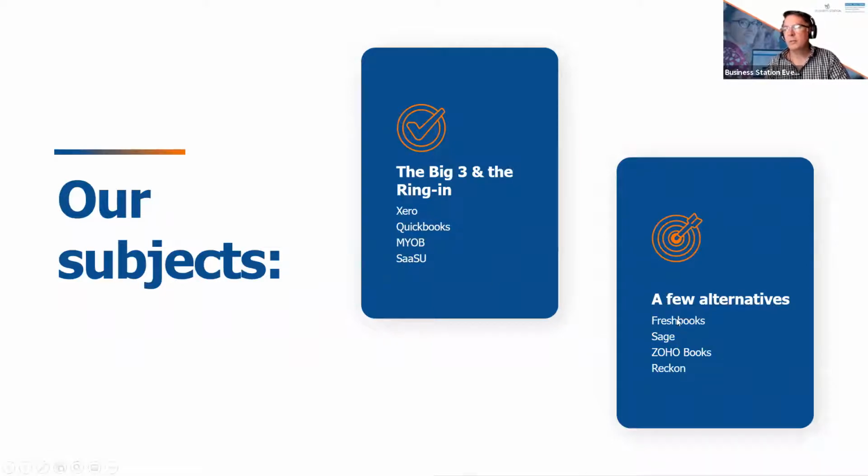The others I had a quick look at for you. Again, there are a ton out there, but FreshBooks, Sage, Zoho Books, and Reckon tend to hit the radar fairly often. There's another one called Wave, which a few people use, which was a free system coming out of Canada, if I recall correctly, or the US, certainly out of North America. I had a wee look at that, but there were some glitches with that system, so I didn't really go much further.